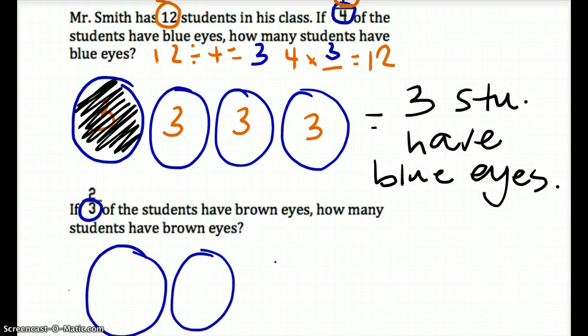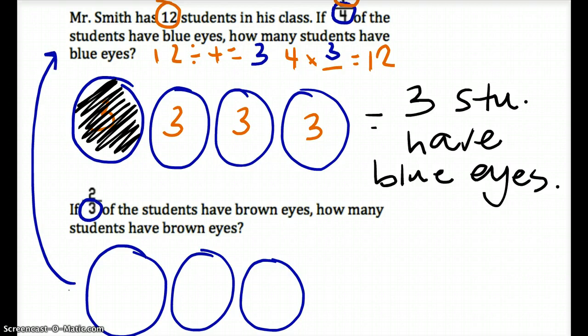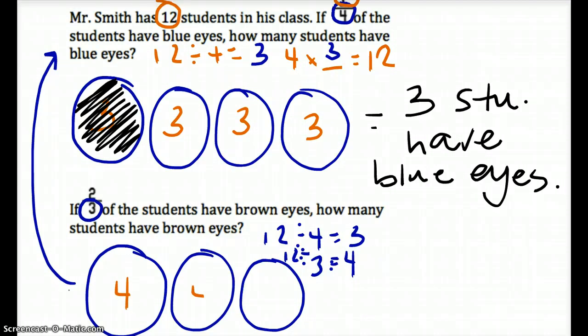1, 2, 3. And we're still looking at his 12 students, but this time I have to break my 12 students into just 3 groups. So, lucky me, I can use a fact family again. Before I figured out that 12 divided by 4 equals 3, so that must mean that 12 divided by 3 equals 4. So I'll go ahead and put 4 students into each of my 3 groups.